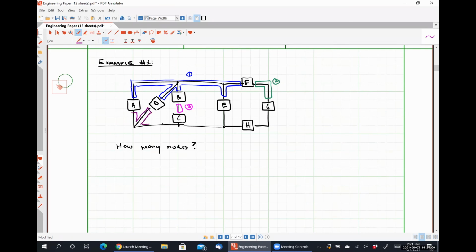Here's a fourth node connecting A, C, D, E, and H. And here's a fifth node connecting elements H and G. Are there any other nodes that I've missed? No. All right, so there were 5 nodes.